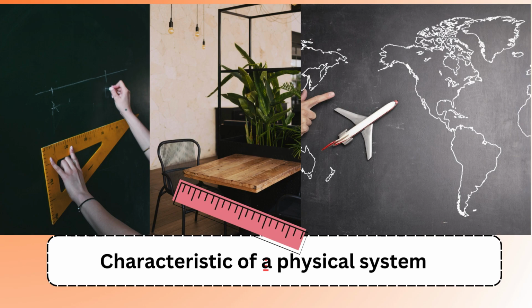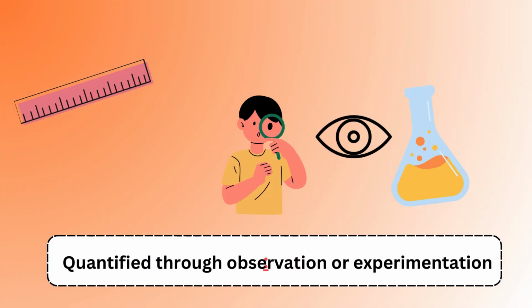Characteristic of a physical system: a physical system is any part of the universe that we're interested in studying. The characteristic describes some aspect of that system. For instance, the length of a table is a physical quantity that describes a property of a physical system. Quantified through observation or experimentation: this means we can assign a number to the property.